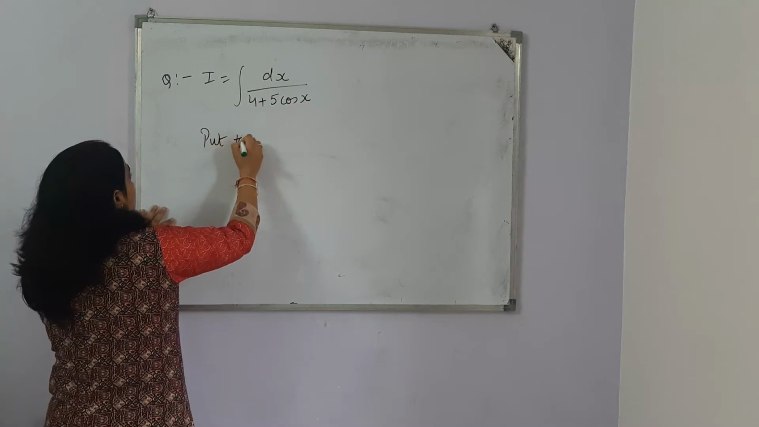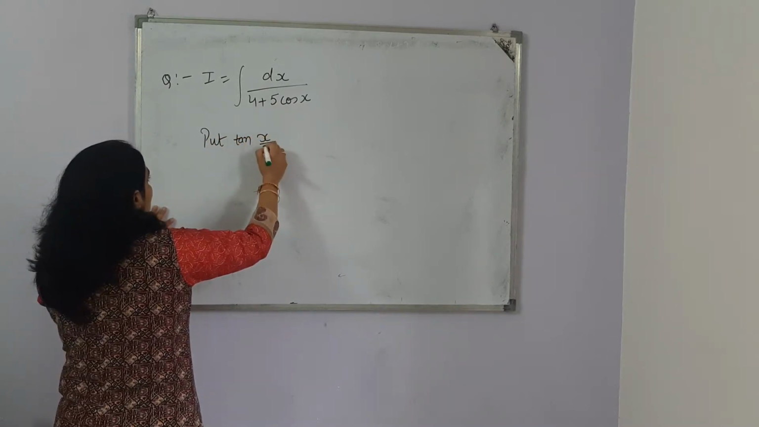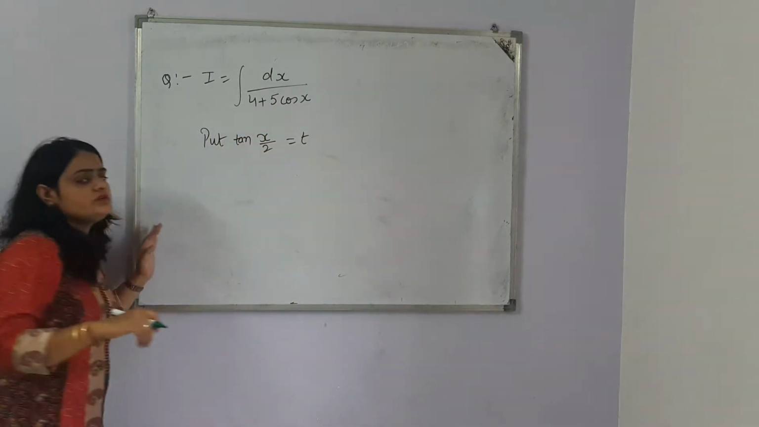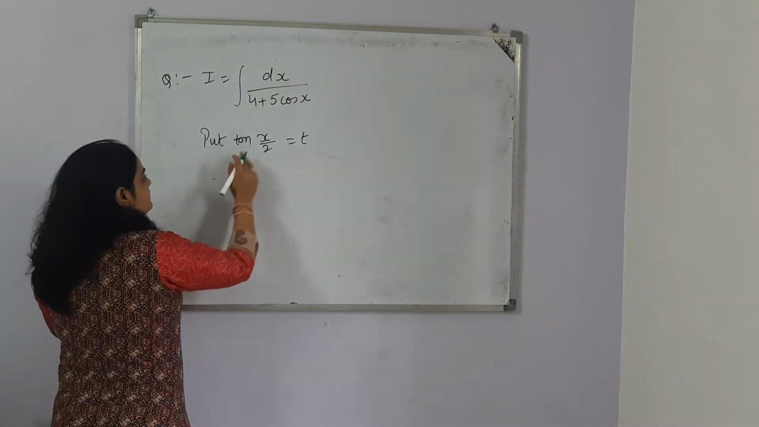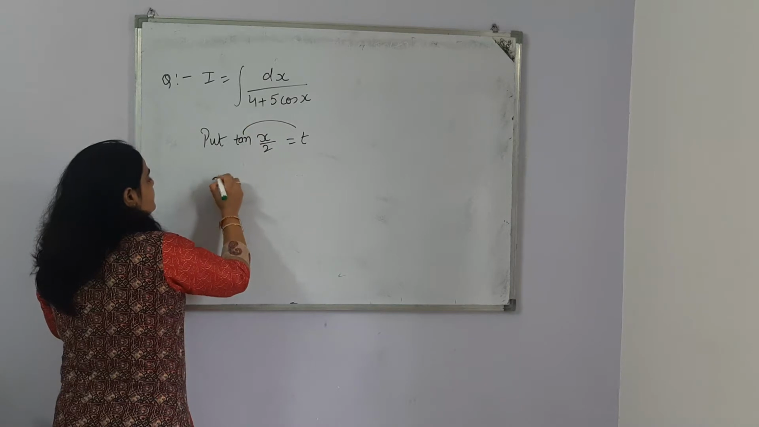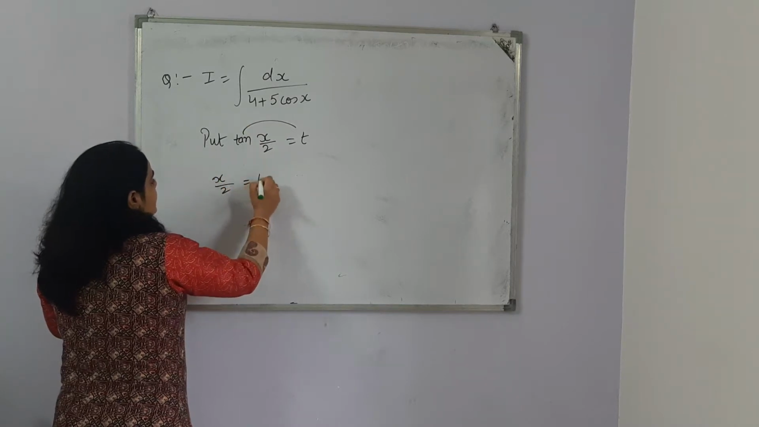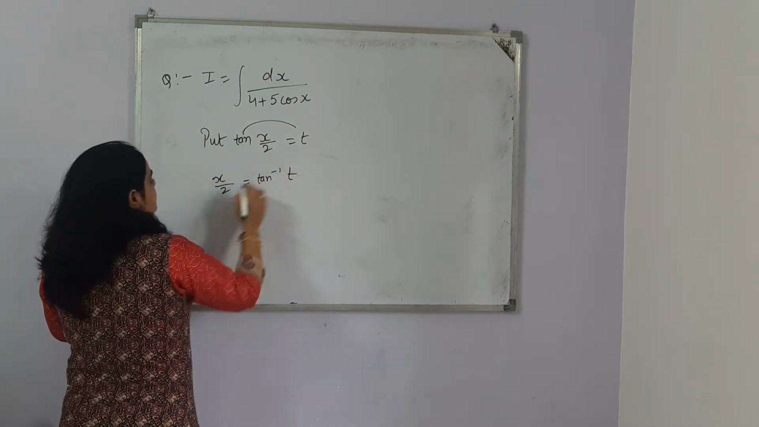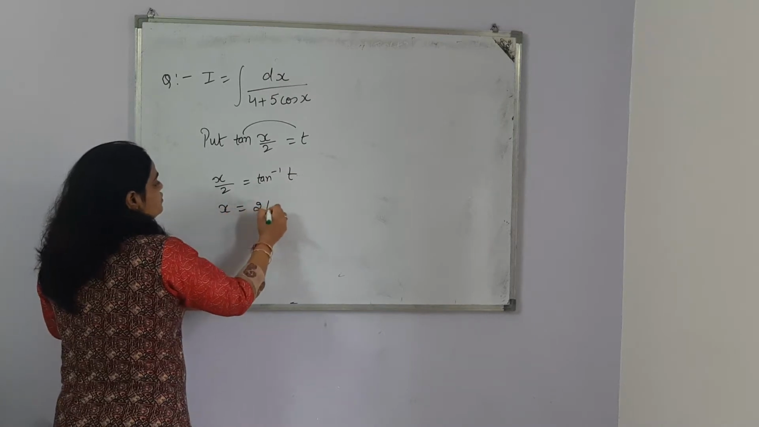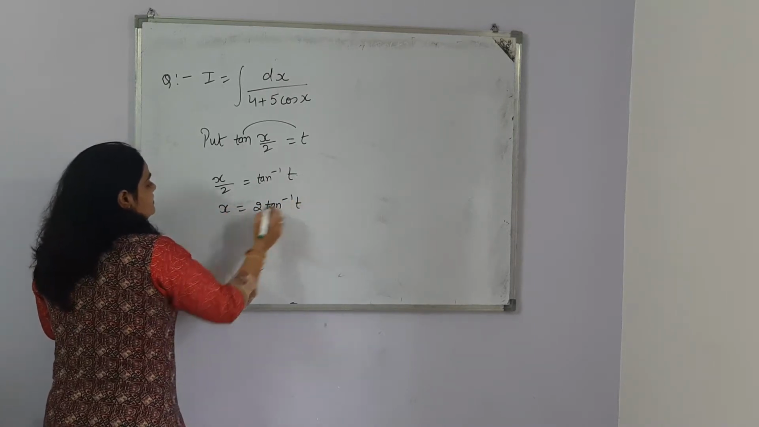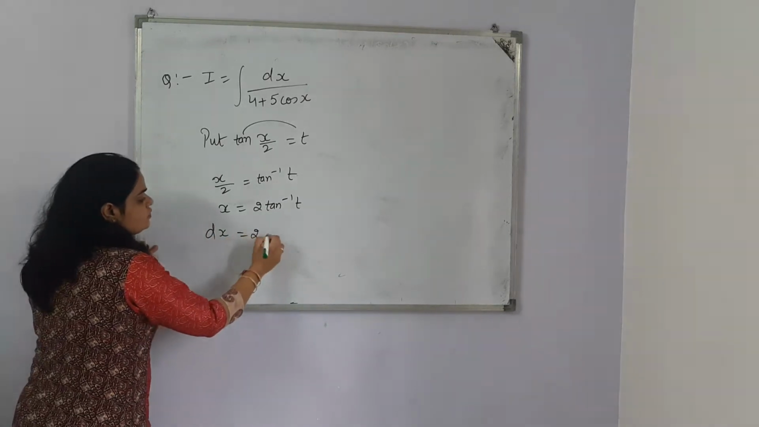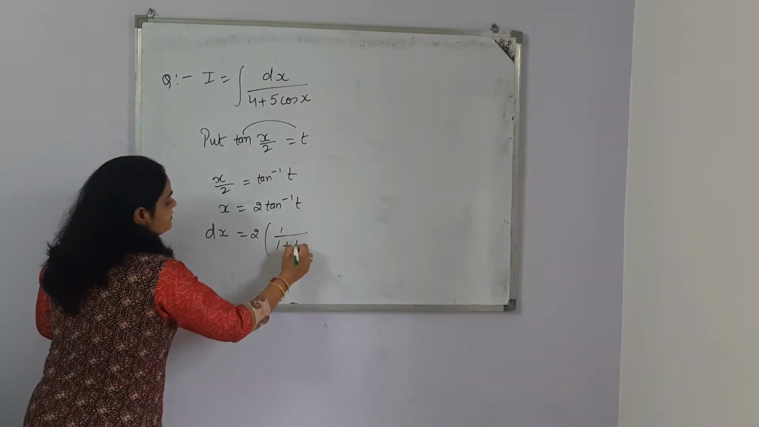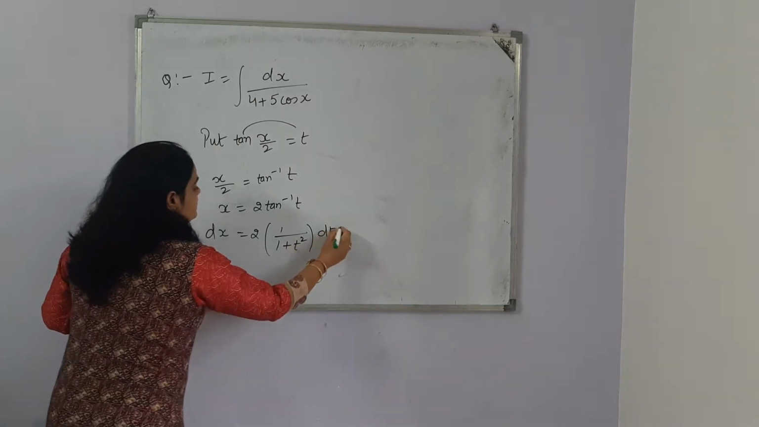Now here of course it's the same type, so I know that I need to substitute tan x by 2 is equals to t. So I'm substituting, and of course whenever this tan goes to that side, it becomes tan inverse t, and x is equals to 2 tan inverse t. Now we'll do its derivative. dx is equals to 2 tan inverse t's derivative, which is 1 upon 1 plus t square dt.